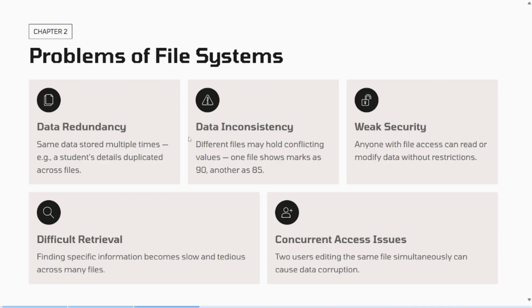Difficult retrieval. Suppose your school has 20,000 students' files. Your teacher wants only your marks. She has to search through many folders. It takes time. This is called difficult retrieval. And another problem is concurrent access. Imagine 2 teachers open the same Excel file. One changes your marks to 95, another changes them to 90. If both save at the same time, the data may be incorrect. This is called concurrent access problem.